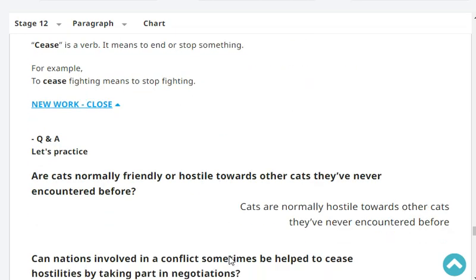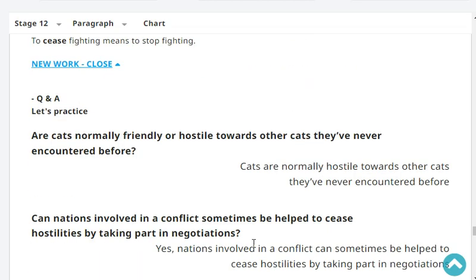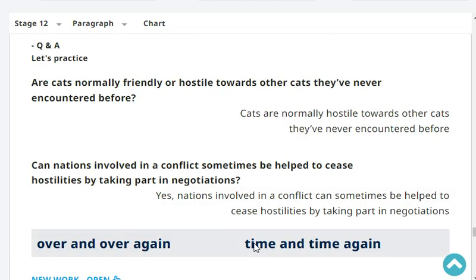Let's practice. Are cats normally friendly or hostile towards other cats they've never encountered before? Cats are normally hostile towards other cats they've never encountered before. Very good. One more. Cats are normally hostile towards other cats they've never encountered before. Very good.